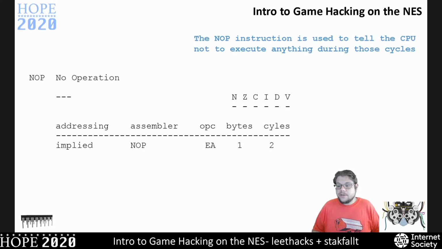So here's another instruction. This is the NOP instruction. And the NOP instruction is used to tell the CPU not to execute anything during those cycles. This becomes an important instruction for game hacking, if you will, because a lot of times you want to override the functionality of certain commands and effectively patch them out. So one easy way to do that is to patch in NOPs over existing commands.